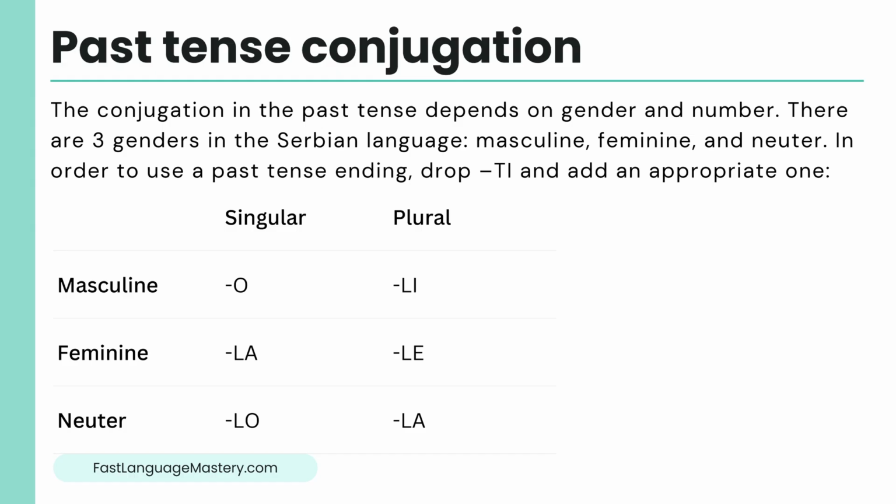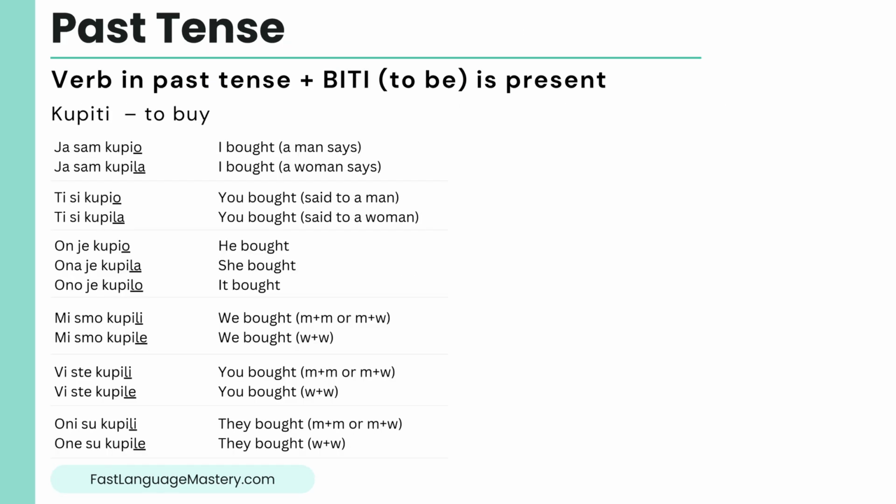Now we go to the next slide and let's see how we use the verbs in past tense. In order to use the verb in the past tense, we need to place the verb to be, biti, between the pronoun and a verb. So there are two verbs involved, biti and the verb you conjugate. Here is the example for the verb kupiti, to buy. Ja sam kupio, which means I bought. You say it if you are a man, or ja sam kupila, I bought. You say it if you are a woman.